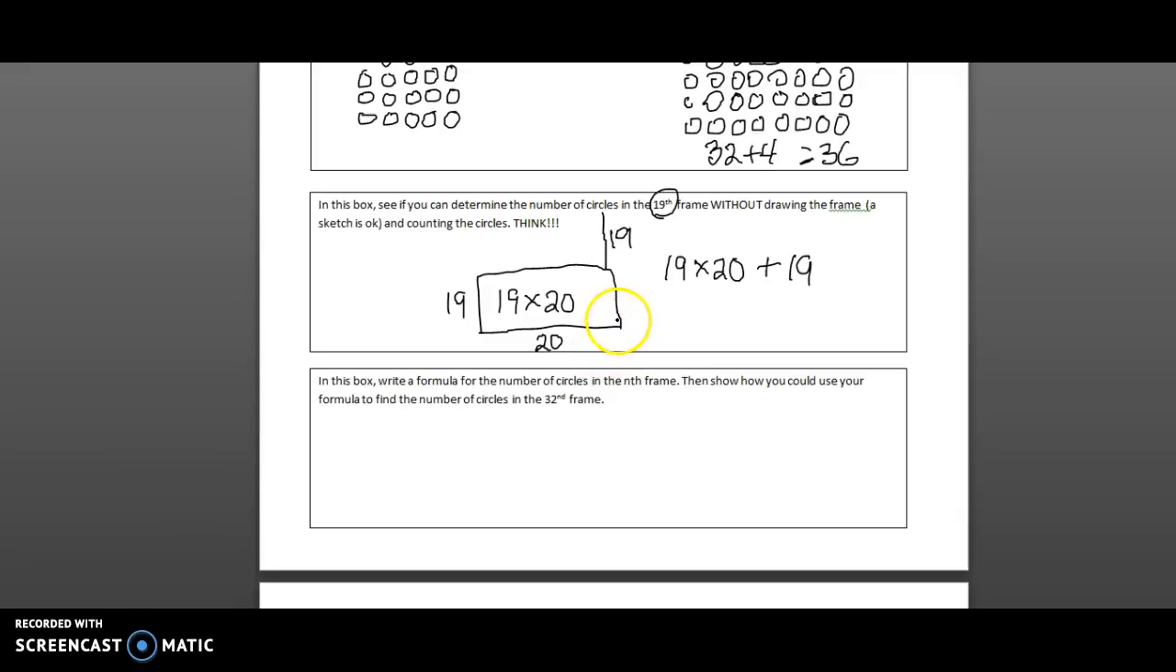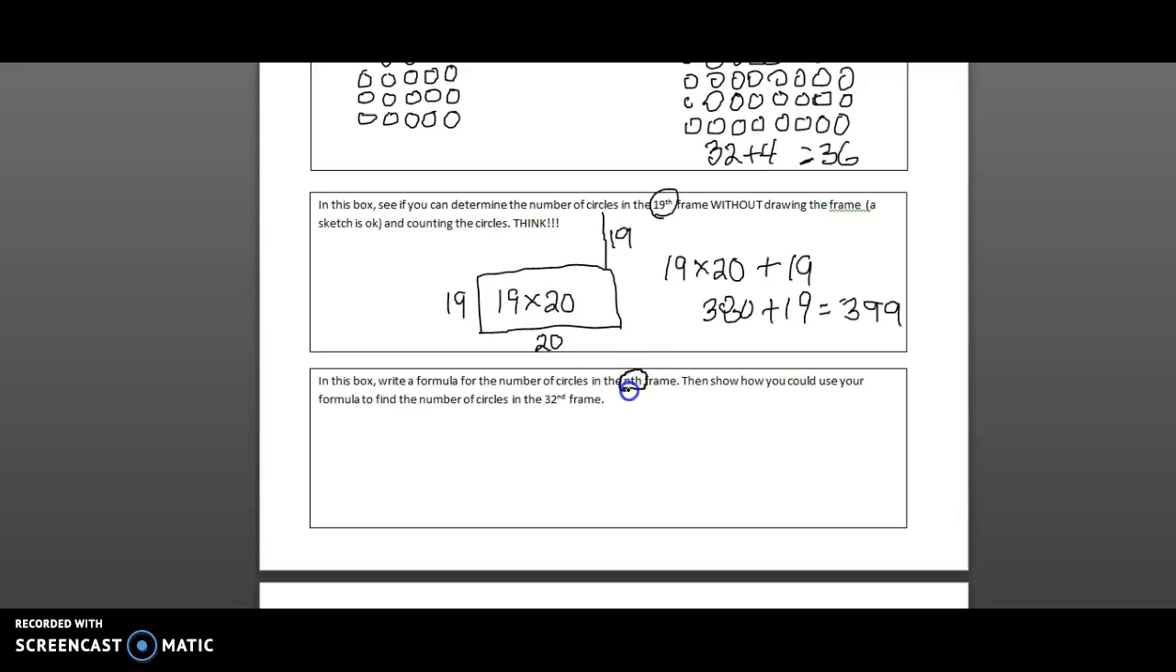So that's equal to 380, plus I add on that 19, and that's going to give me a grand total of 399.